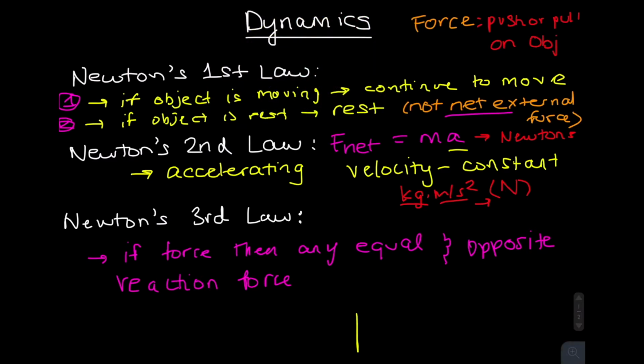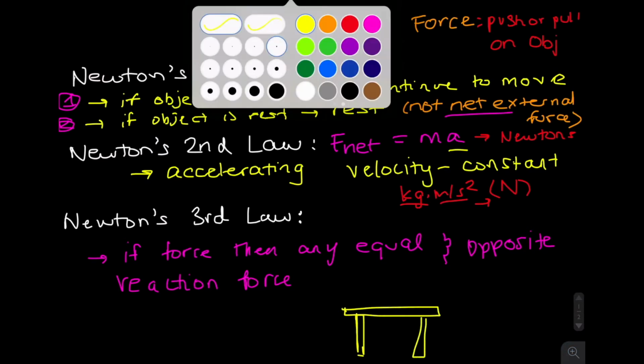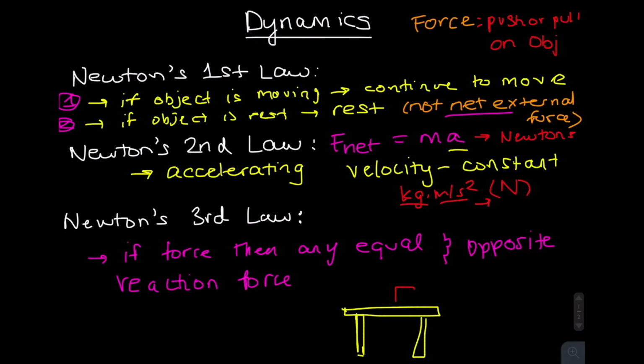So let's say there's a table, and just assume those are legs of the table. They're horrible legs, but it's fine. Just take this for example. There's a block on a table, some kind of item on a table. If you think about it, why isn't this block falling through the ground? We know there's gravity, and gravity is a force.